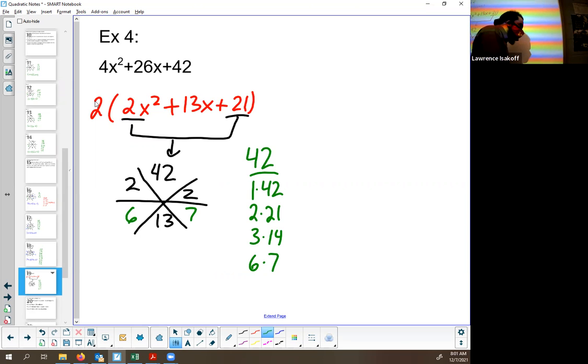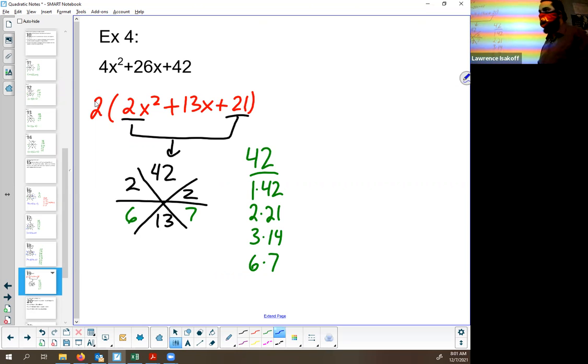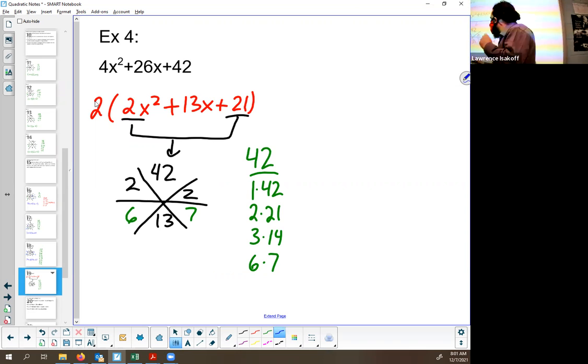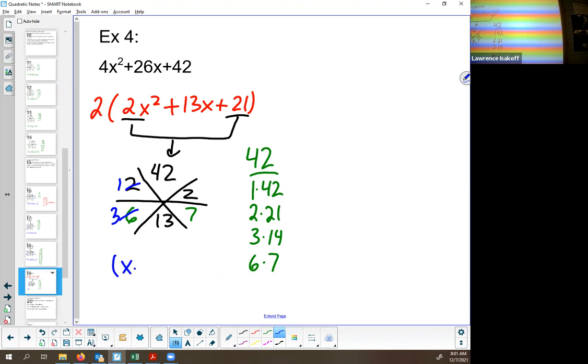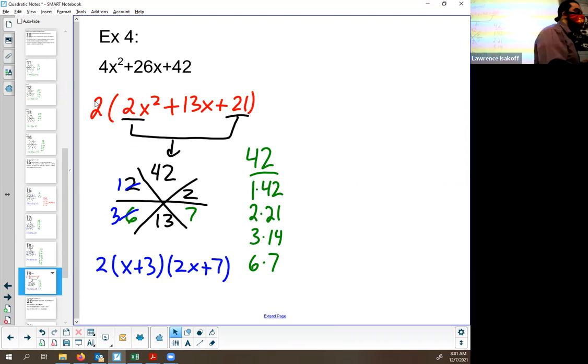2 over 6, can that reduce? Yeah, that would reduce to a 1 over 3, right? 2 over 7, just say 2 over 7. So, see how this had this whole 2 that I pulled out in front? That's going to hang out in front. So what I'm going to do, these get rid of the same. x plus 3, 2x plus 7. And then this 2 from right here just hangs out in front of the whole thing.